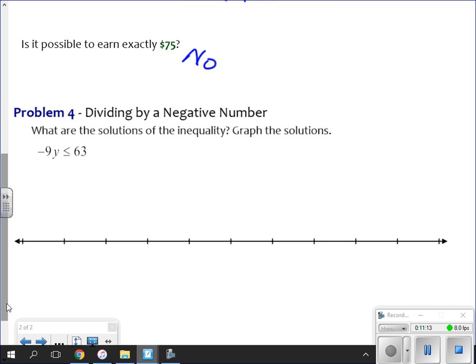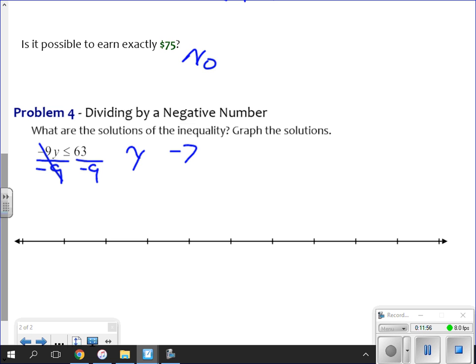Okay, last example. So what are the solutions to the inequality? Dividing by a negative number. I have negative 9y is less than or equal to 63. How do I solve this problem? What do I do? Divide by negative 9. I need to divide by a negative 9. Here the negative 9's cancel. I get y. And 63 divided by negative 9 is negative 7.